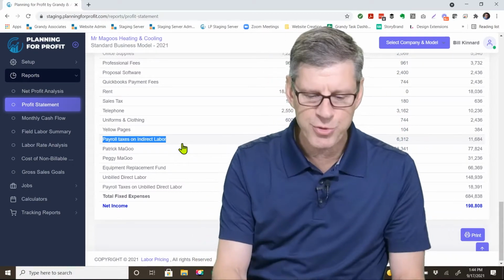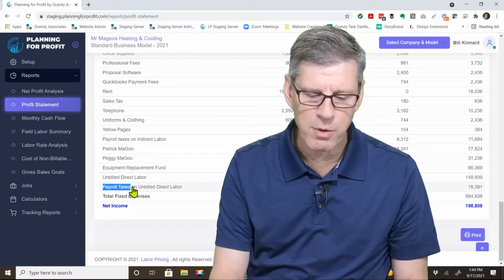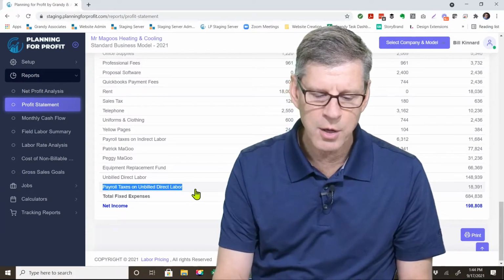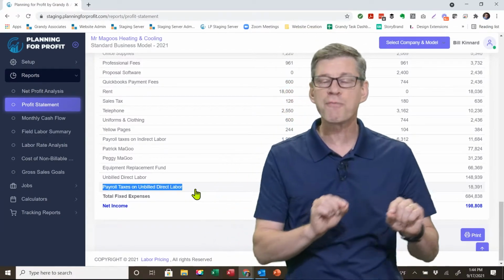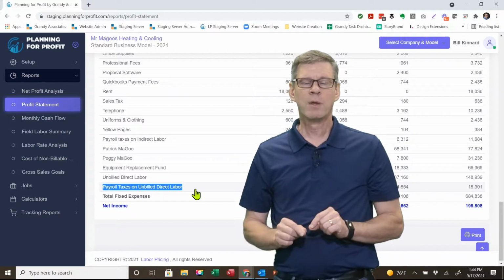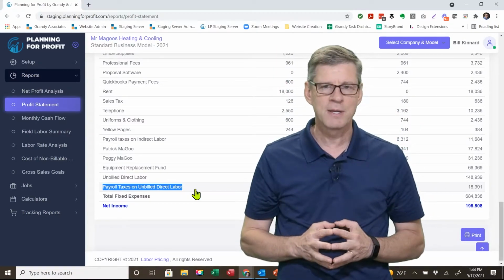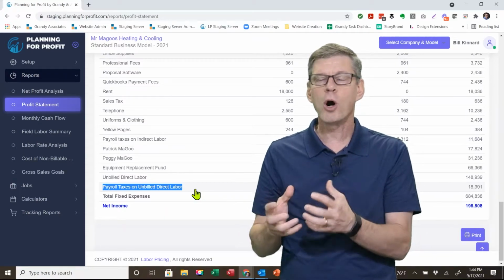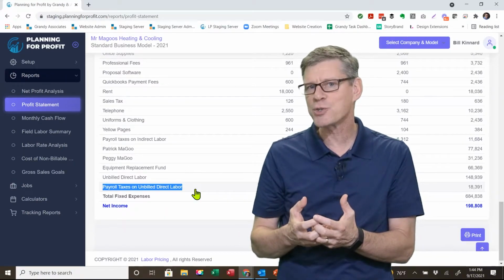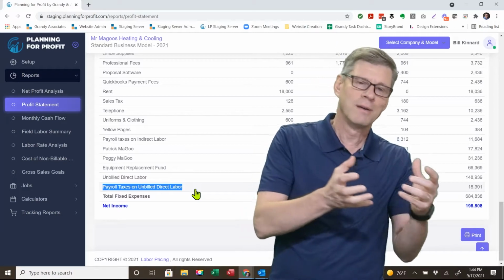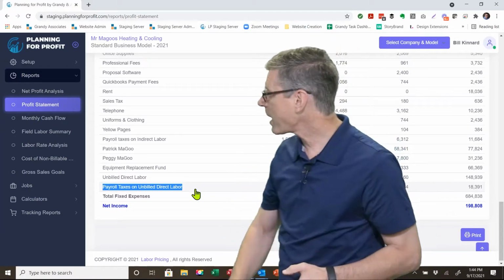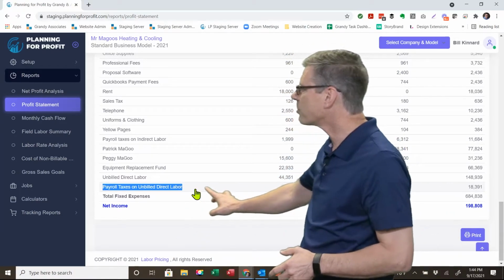The last and third and last area is going to be payroll taxes on unbilled direct labor. So this is your field guys again. The portion of their time that was billable showed up under variable expenses. All non-billable time, by definition, is overhead. And so the payroll taxes on unbilled labor is going to show up here.